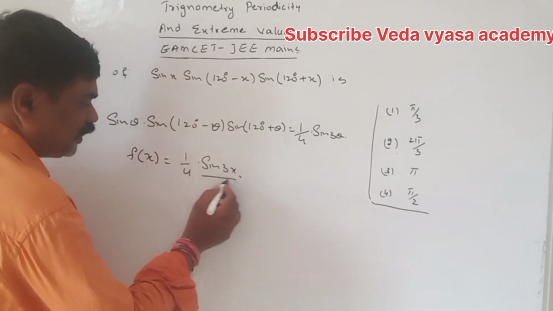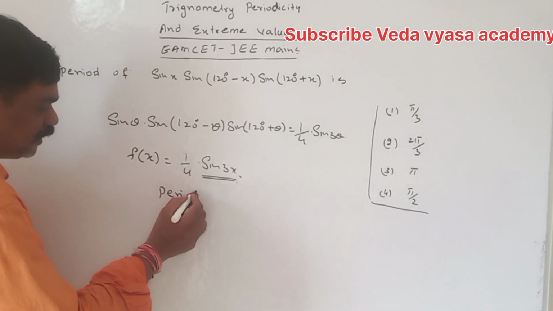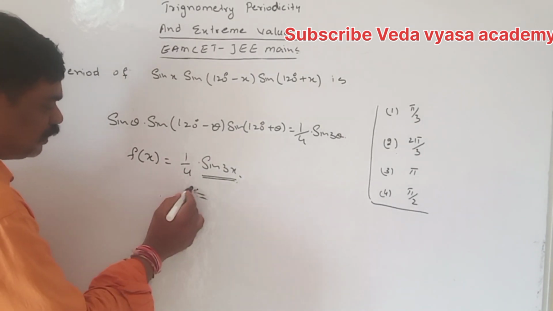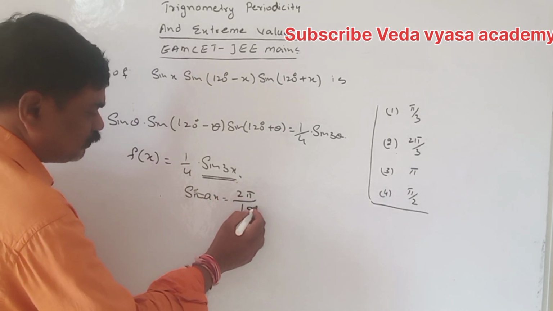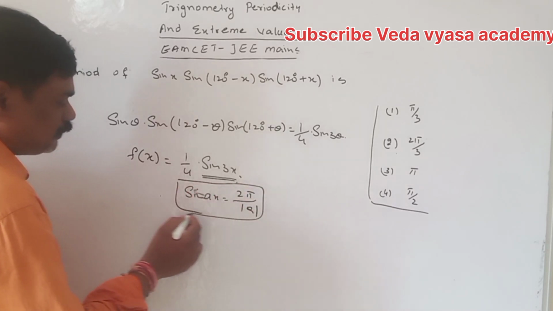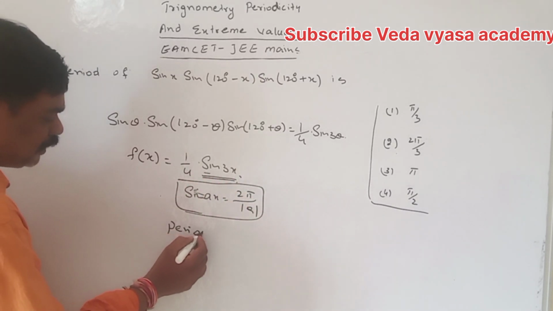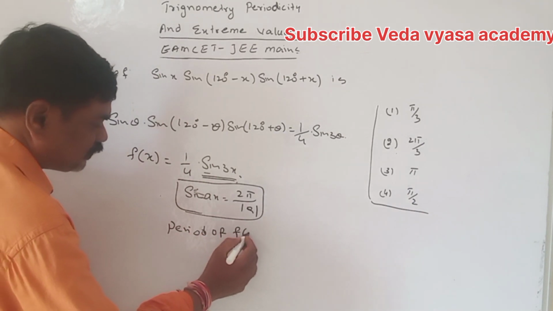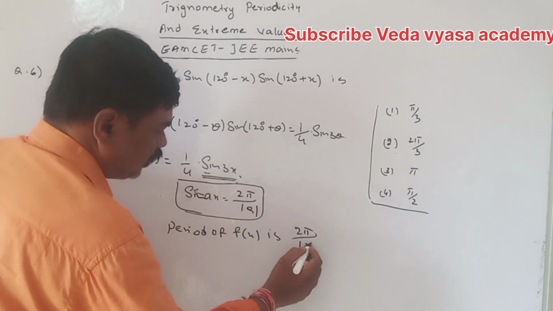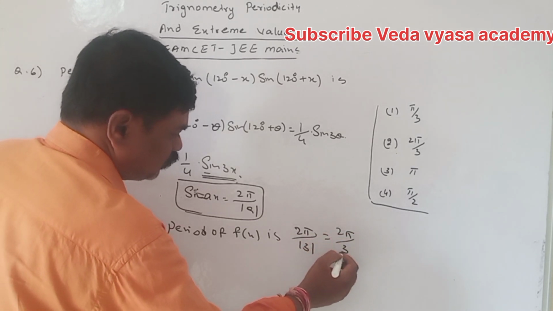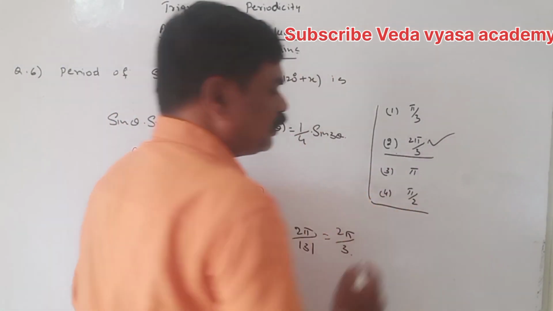Here, sin 3x period. So what is the period here? This is in the form of sin ax, the period is 2 pi by mod a. This is the formula. So the period of f of x is 2 pi by mod 3, which is equal to 2 pi by 3. So we have option 2 is the answer.